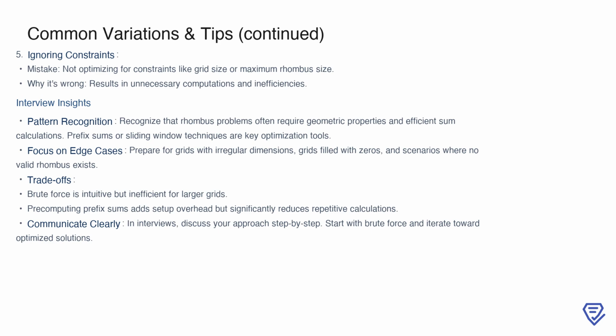When discussing trade-offs, start by acknowledging that while brute force approaches are intuitive, they become impractical for larger grids. Pre-computing prefix sums, on the other hand, introduces some setup overhead but can drastically reduce repetitive calculations, making it a more efficient choice. Lastly, clear communication is key during interviews. Explain your approach step by step, beginning with a simple brute force method and gradually refining it to a more optimized solution. This shows both your thought process and your ability to adapt your approach based on input size and constraints.